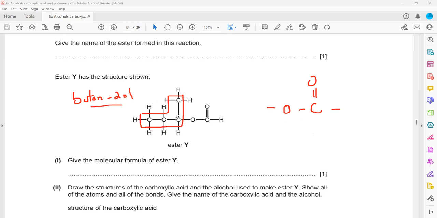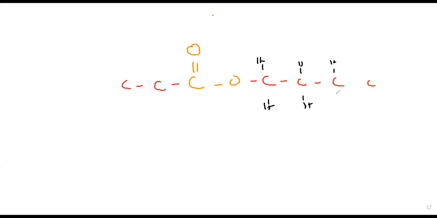Why butan-2-ol? Because the O is attached with the second carbon. I will explain this idea. See, usually when we draw the structure of ester, this is how we draw it. We make C double bonded with O and O, and the part which is attached with oxygen is usually on the right hand side, and the part which is from the acid is on the left hand side. This is usually how we draw. But in this question, they just changed the position, because instead of drawing oxygen on the right hand side, they draw it on the left hand side.